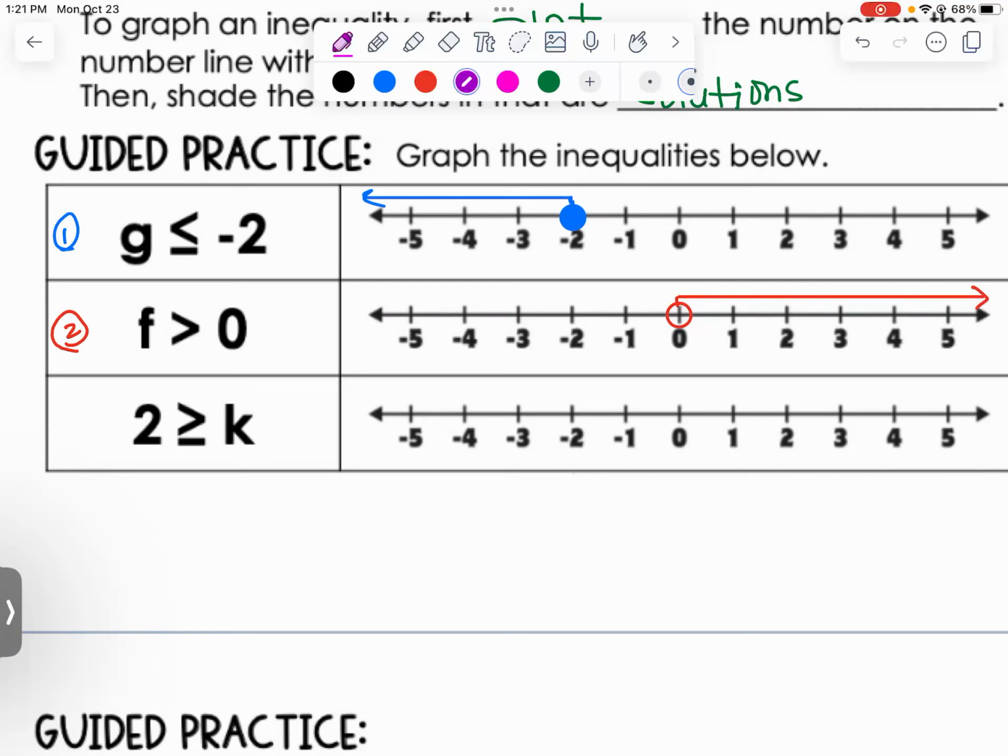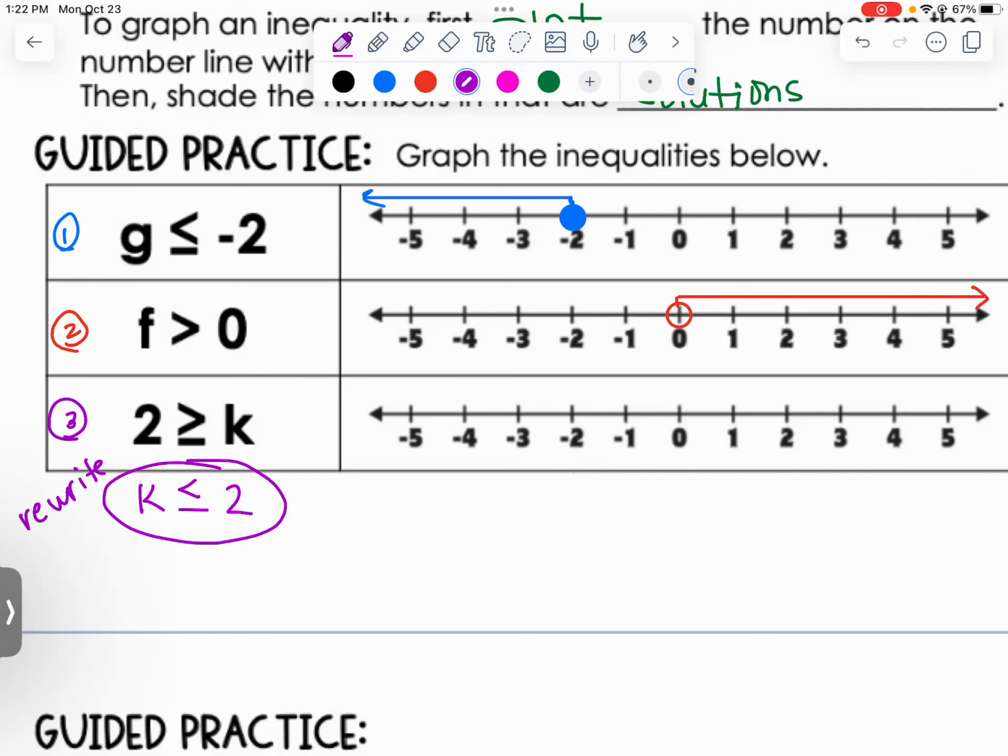Now, I am going to ask that every time you give me an inequality, the variable's on the left. Is the variable on the left in this number 3? No. So I want you to flip-flop the K and the 2. And since the alligator is open towards the 2, I need it to still be open towards the 2. So this is the inequality that I want you to graph. I really need the variable to be on the left.